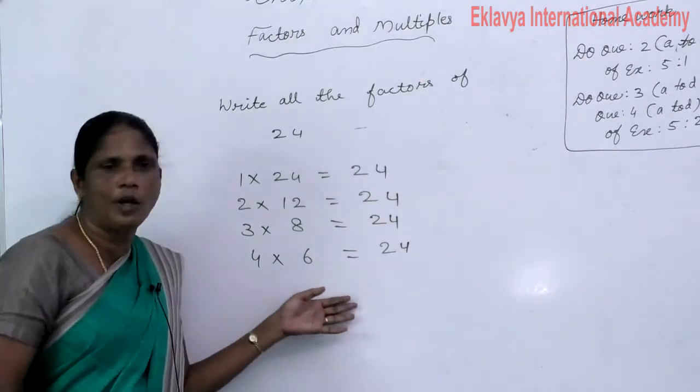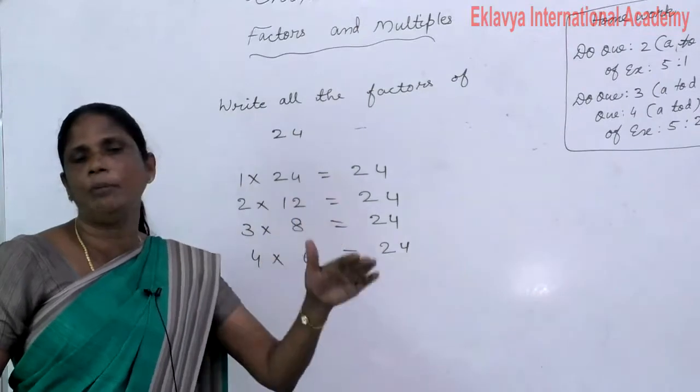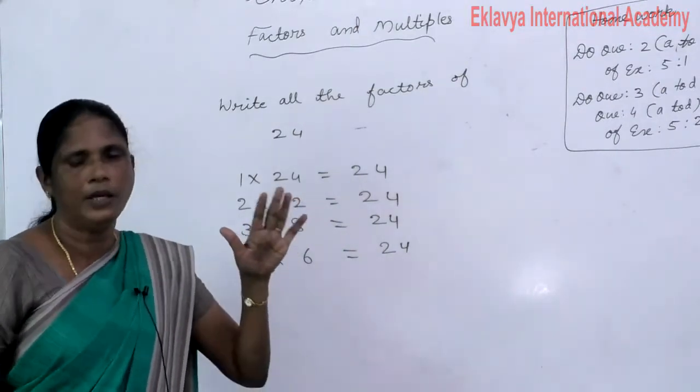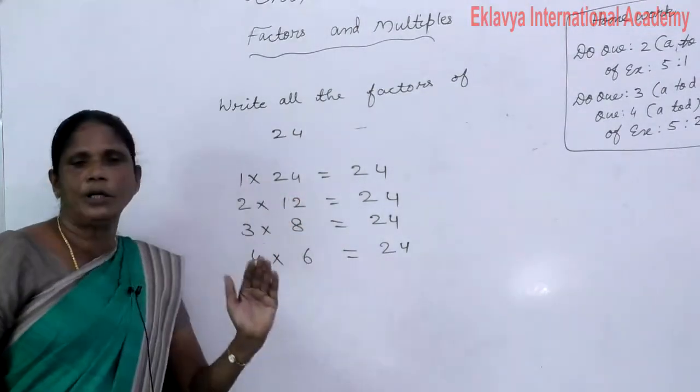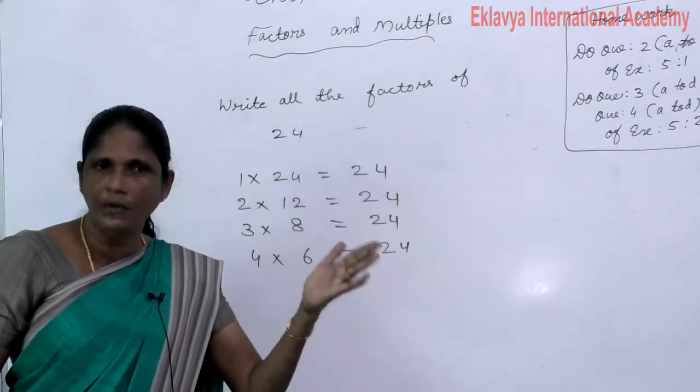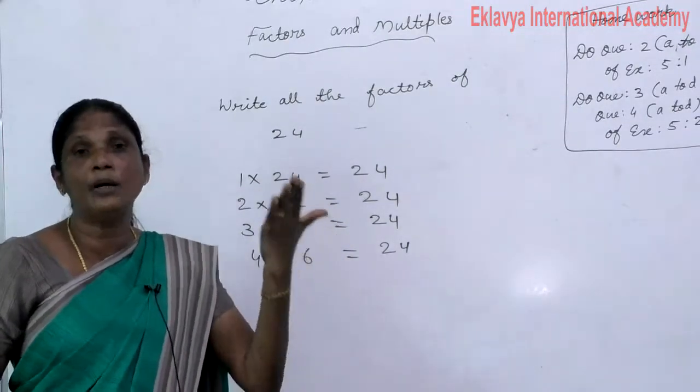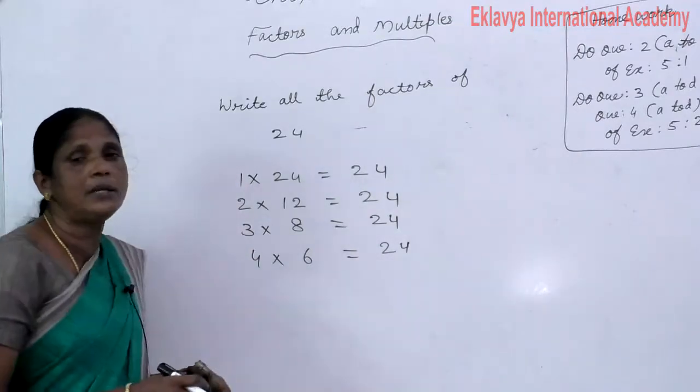5 is a factor of 24? Does the table of 5 come in 24? No. Therefore, 5 is not a factor of 24. Then the next number, 6. You take 6.